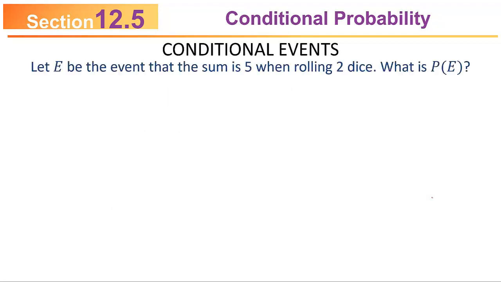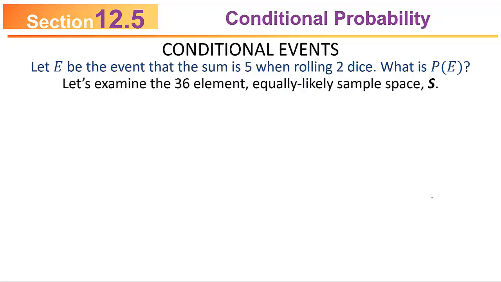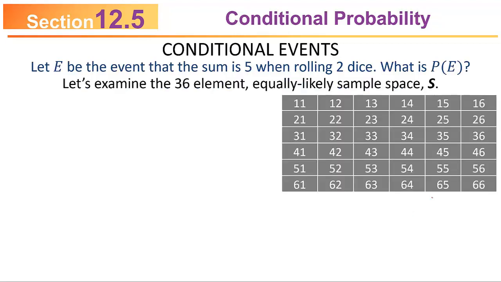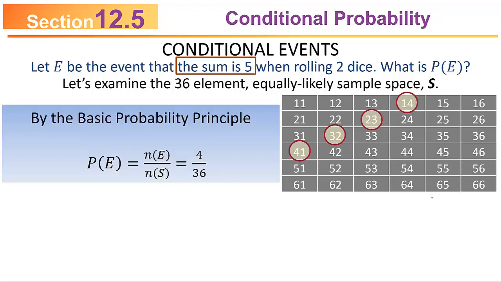It's probably good to introduce this idea through an example. Let's let E be the event that the sum is 5 when we're rolling 2 dice. What is the probability of E? Well, that's just the probability we get a sum of 5, and we know how to do that. We draw our 2x2 table, and we count the sums that come to 5, which happen to be 4. By the basic probability principle, it's the number of ways of getting what you're looking for, in this case a sum of 5, divided by the number of ways you can get anything in the sample space, which we know is 36, so it would be 4 over 36. If you want to reduce it to 1/9, you can.